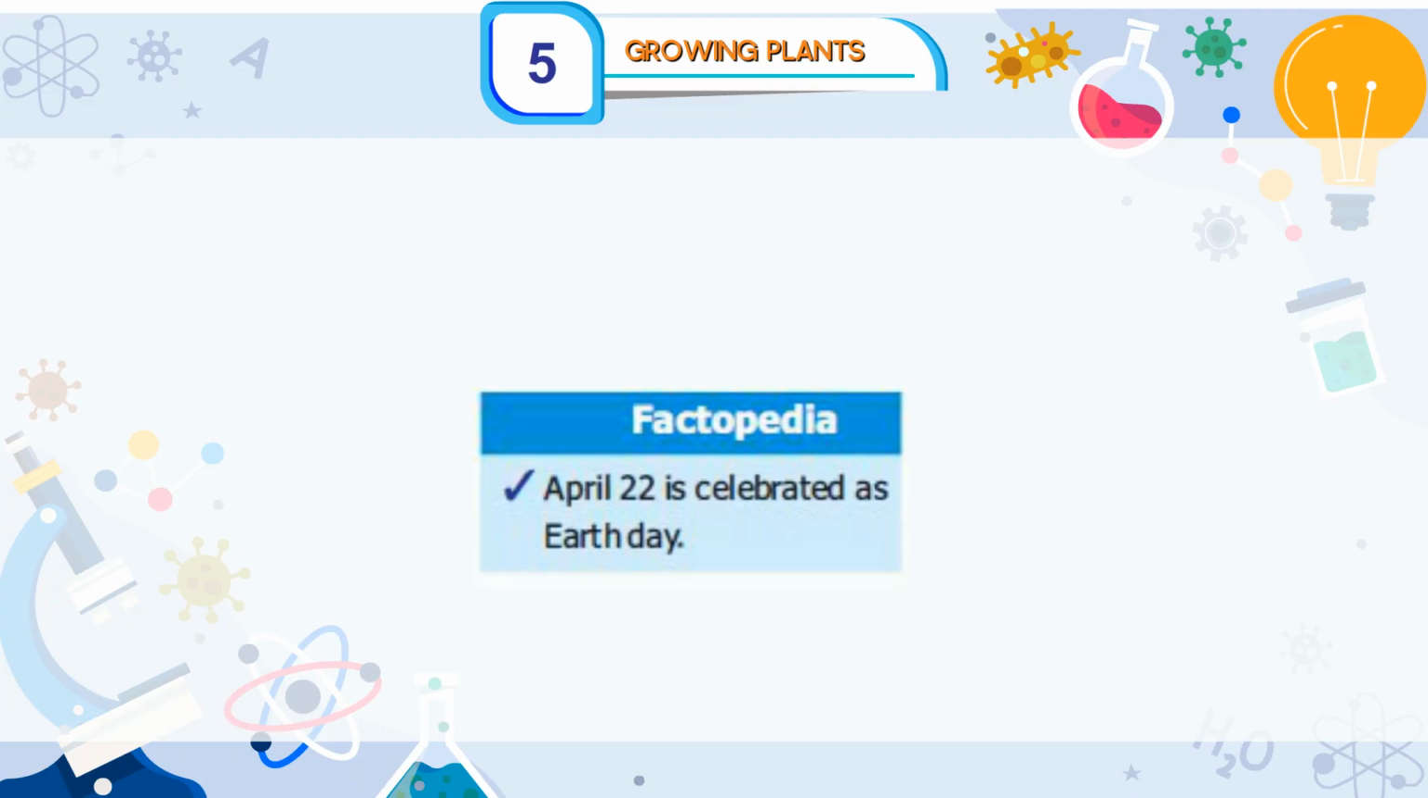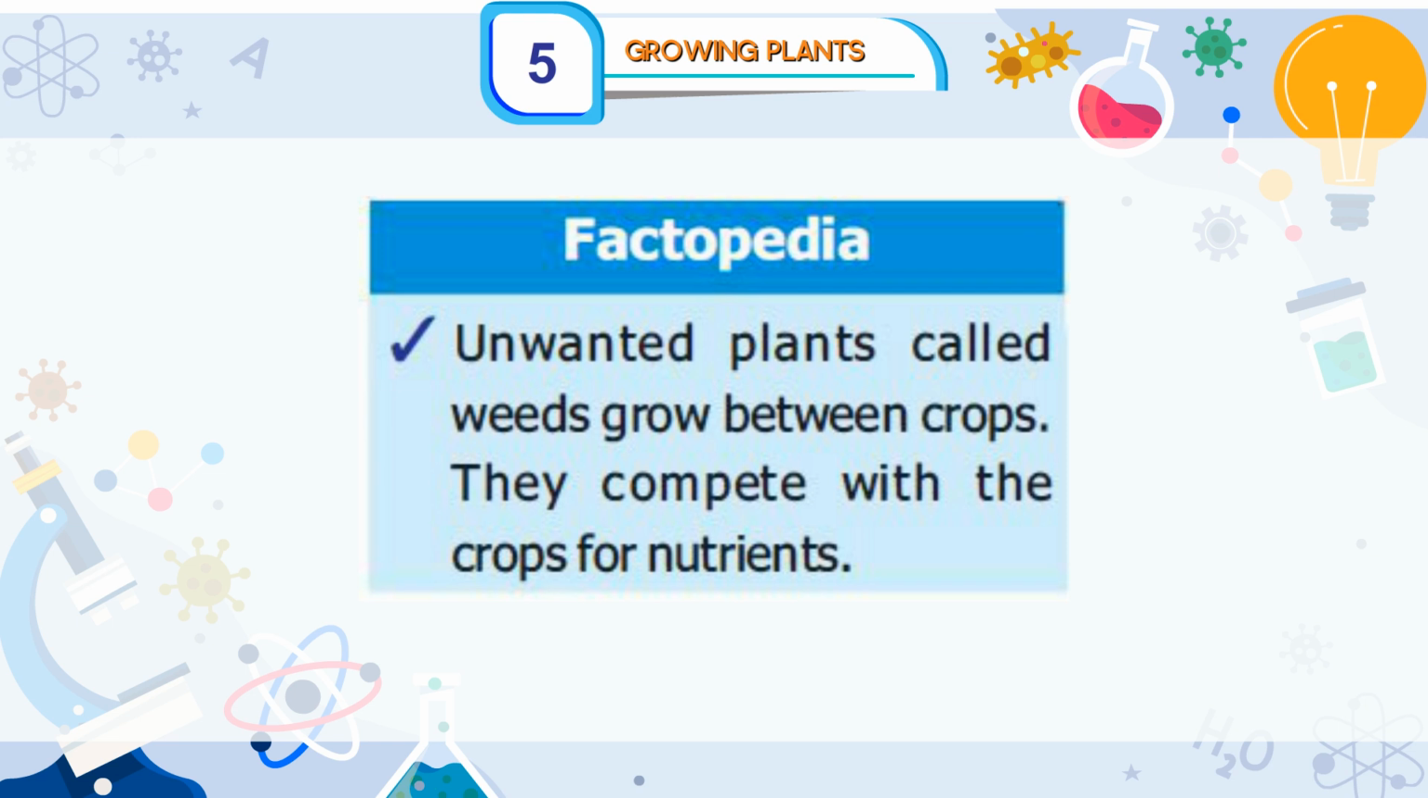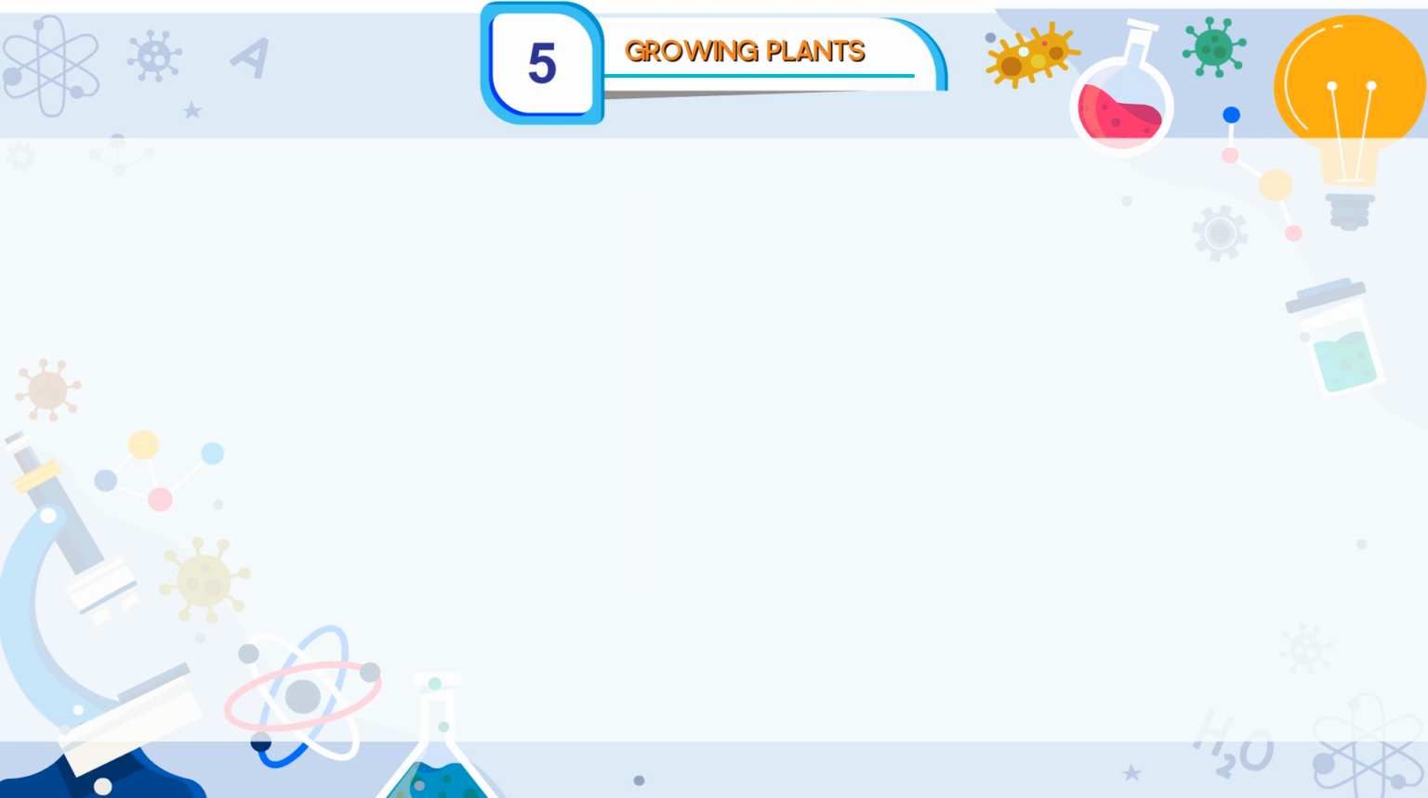Factopedia. April 22nd is celebrated as Earth Day. Factopedia. Unwanted plants called weeds grow between crops. They compete with the crops for nutrients.